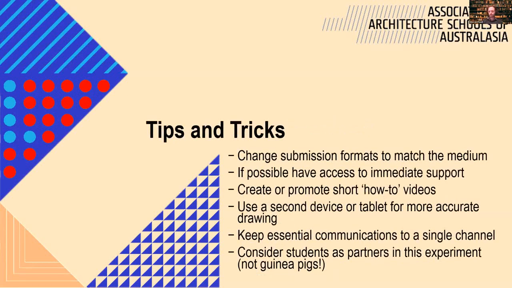So, a few specific tips and tricks. Obviously, submission formats will need to change. That doesn't only mean moving everything to A3 landscape, but that is one of the easiest ways to go. An important thing to remember in this is also, it's not just how a student's going to produce and submit the work, but how are you going to mark? Because you and your team are going to have to spend a lot of time staring at a screen for a long time, and you need to think about what's the best format for that.